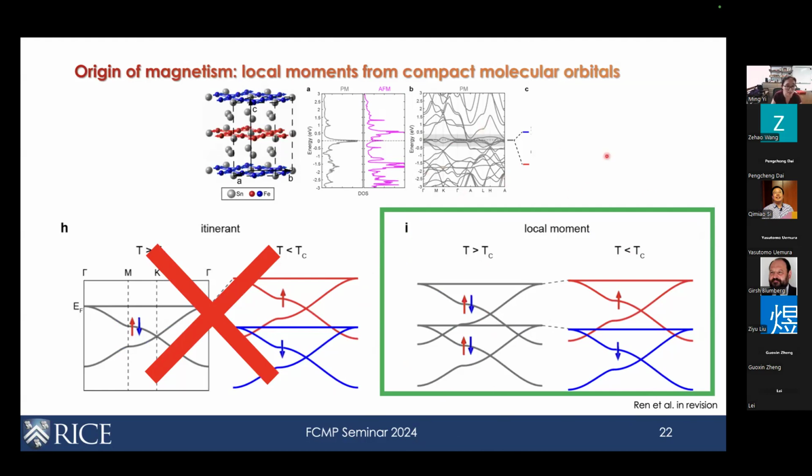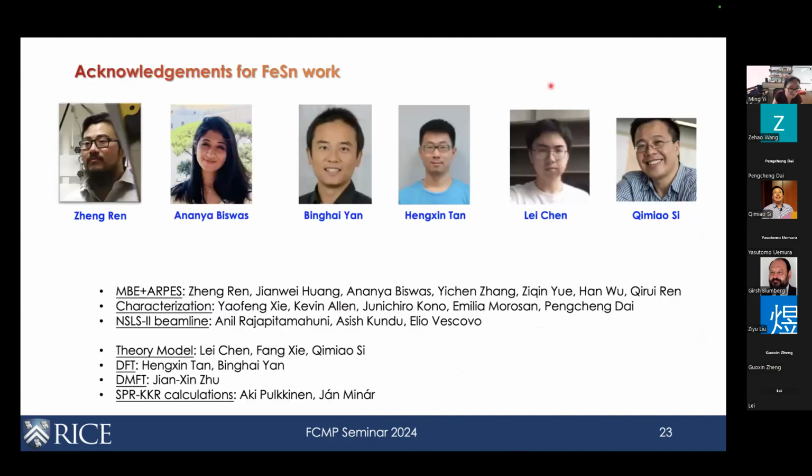Right, and these topological flat bands are associated with the compact molecular orbitals that we have discussed previously. So this is the first part, and I just want to take a pause to thank all the collaborators for this. I really want to acknowledge Zheng, who really led this work, and also Ming Yi and Heng Xin for the DFT calculations, and Lei Chen and Qimel for a lot of the theoretical discussions about these compact molecular orbitals, and these are all the rest of our collaborators for this project.